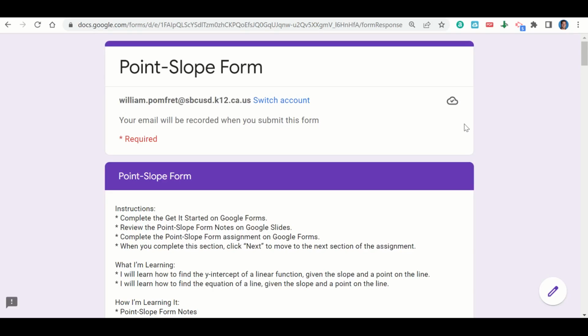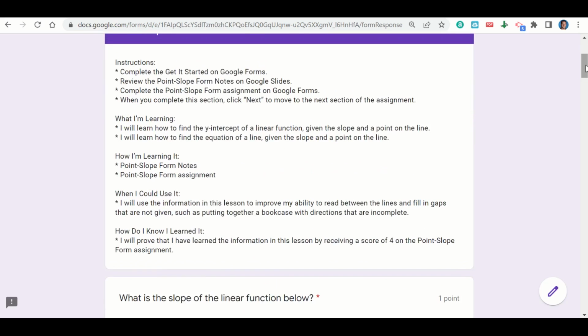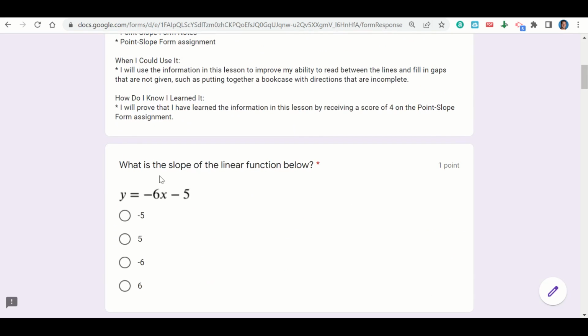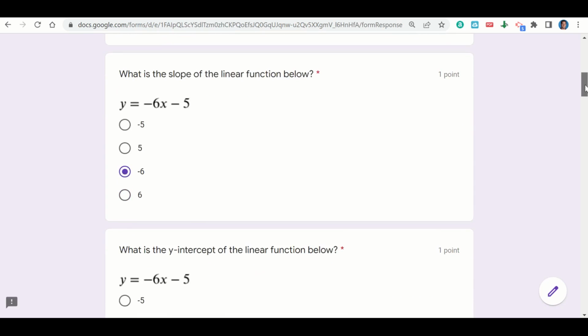Let's take a look now at the point-slope form assignment. So if we look, the assignment begins with the learning goals and success criteria here at the top. If we scroll down, we get to the questions that we need to answer. So it says, what is the slope of the linear function below? Well, we can see that the slope here is -6 because it's the number that's attached to the x. Remember, it's a slippery slope to get hung up on your x. So -6. So I'm going to go ahead and put that as my answer. And I'm going to scroll down.